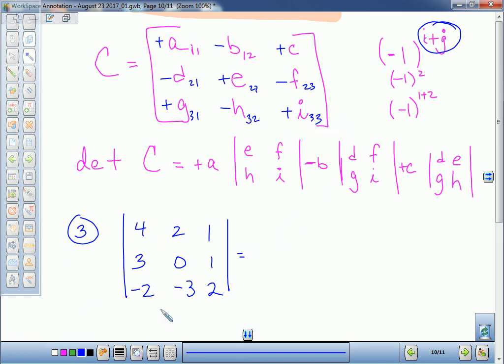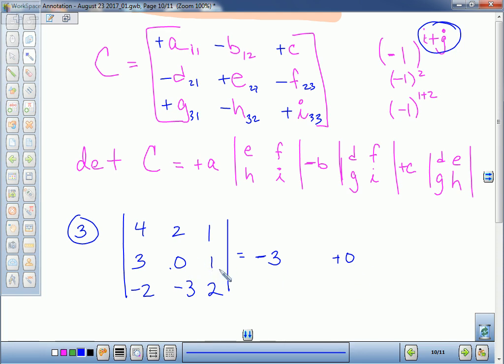Now, in this example 3 that I'm asking you to find the determinant of this 3 by 3, I would choose the second row because the second row has a 0. So I'm going to choose this second row. Now I have to know the signs because this is position 2, 1. This is negative 1 to the 3rd. So that's negative 3. Who cares what the sign in front of 0 is? Because 0 times anything is 0.